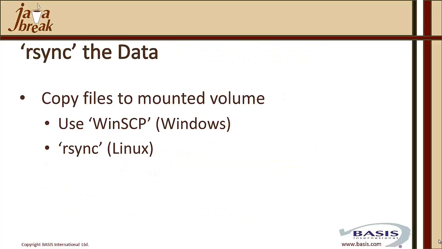So now we're at the rsyncing our data step. We use a program such as WinSCP, for Windows obviously, or rsync, available for Linux, to copy the files to the mounted volume. Another option for moving large amounts of files or data into the Amazon cloud is using the AWS Import-Export service.